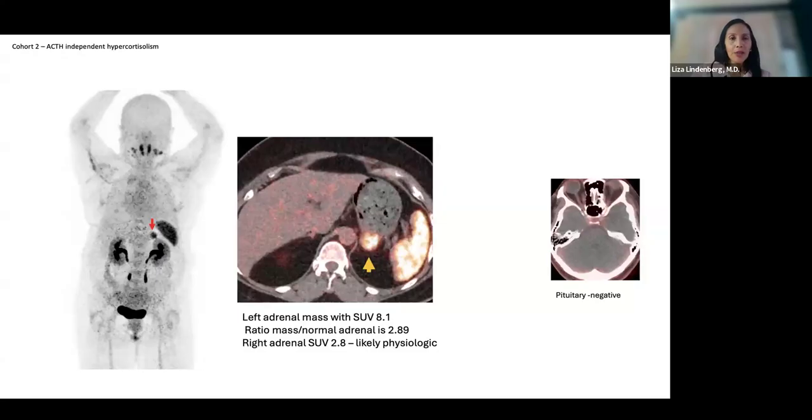This is another case of an individual with ACTH independent hypercortisolism. So the pituitary uptake was not there, but you can see it very nicely in the left adrenal mass.